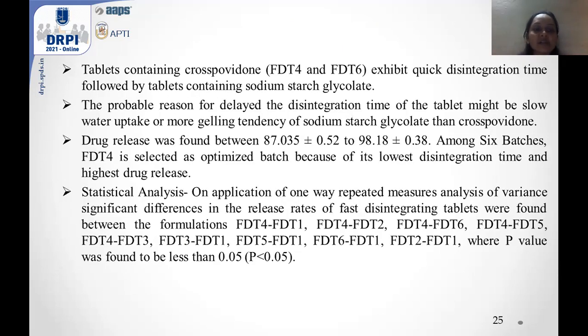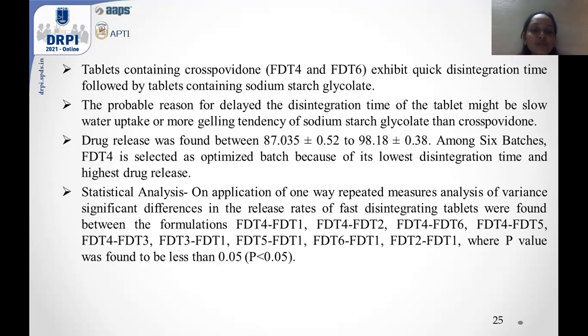After that, the tablets containing crosspovidone, that is FDT4, FDT5, and FDT6. In that, FDT4 and FDT6 exhibit quick disintegration time, followed by tablets containing sodium starch glycolate. Okay, so crosspovidone, which is a super disintegrant, exhibits quick disintegration time. So what is the probable reason for that? The probable reason for the delayed disintegration time of the tablet might be slow water uptake or more gelling tendency of sodium starch glycolate than crosspovidone. So that is the reason why sodium starch glycolate does not have the quick disintegration time.